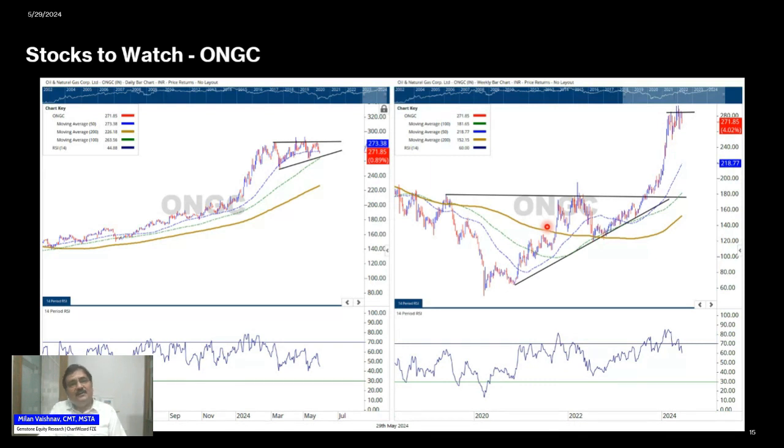So to begin with, ONGC is one such stock I'm looking at. It's trading in a symmetrical triangle right now. It has support at its 100 DMA. But that being said, even if we are getting any downside surprises, it would be a good opportunity for us to accumulate the stock with each decline.